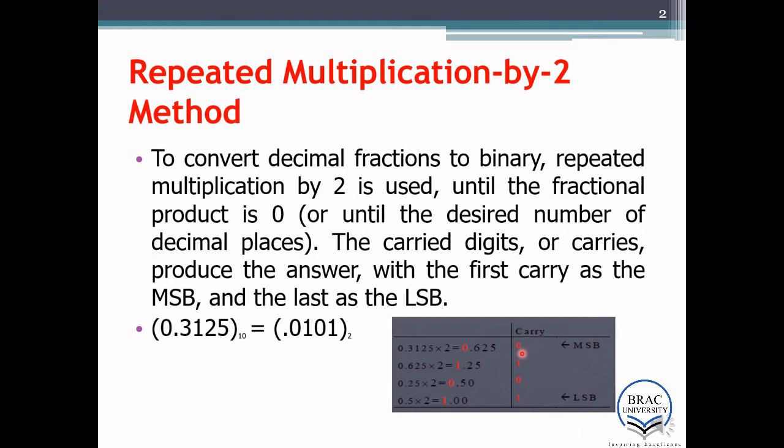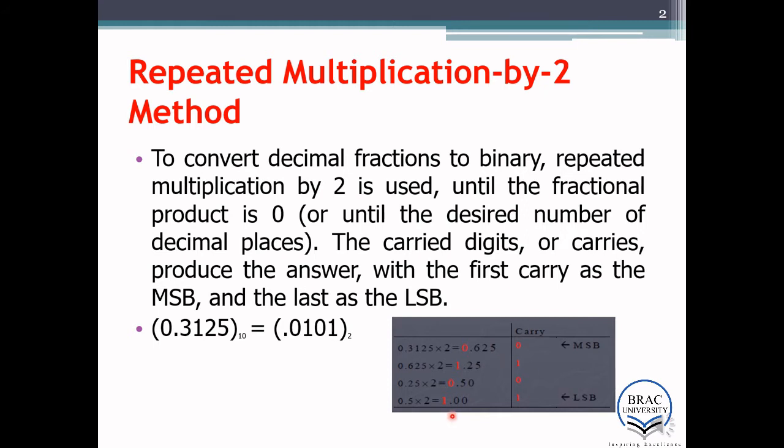Again take the 0.625 multiplied by 2, it becomes 1.25. Take the 1 as carry. Now take 0.25 multiplied by 2, 0.50. And again carry 0 here. Again 0.50 multiplied by 2 is 1.00. When you get 0 after the decimal point, like 1.0, then you stop the multiplying. Otherwise you can keep going up to a certain point.